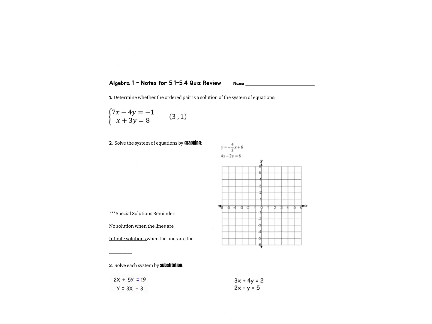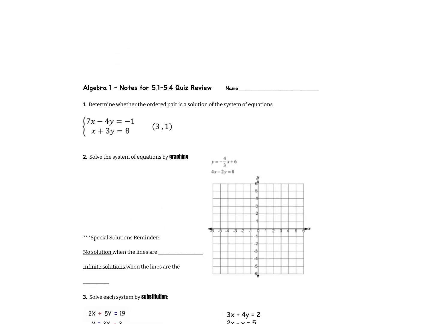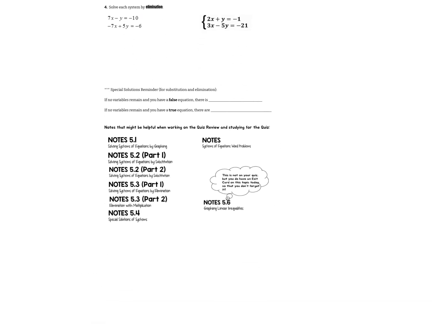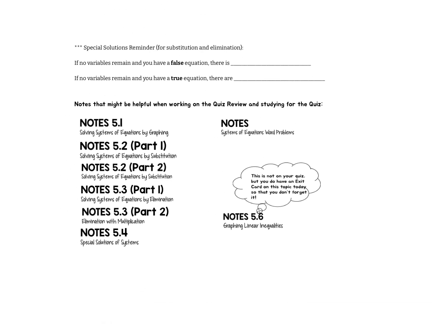I wanted to mention that yesterday we covered 5-6, which was inequalities. That topic is actually not on this quiz. So the quiz that you're taking on Monday only covers 5-1 to 5-4, like it says on here. On the very end of this document, if you flip it over, I made a list of all of the notes that you should have that will be helpful to you. You don't really need them right now because I'm going to go through these questions with you. This is just repeating what I already said.